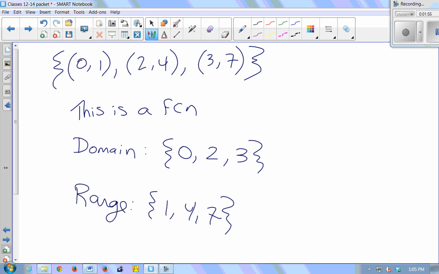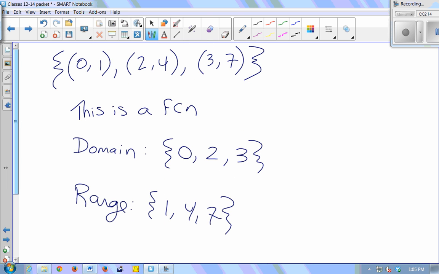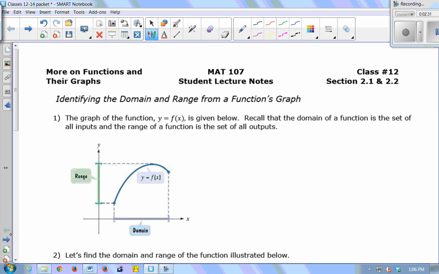So I could look at those three points instead of writing them like that. I could plot them in a plane. And the answers would be the same. It would still be a function. The domain would still be 0, 2, and 3, and the range would be 1, 4, and 7. But most of the graphs that we look at aren't going to be discrete like that, right? If I plot these points, I get three distinct points. I'm not going to connect them with a line because it's just those three points. But most graphs that we look at in this class when we deal with functions are going to be continuous, infinite kinds of things.